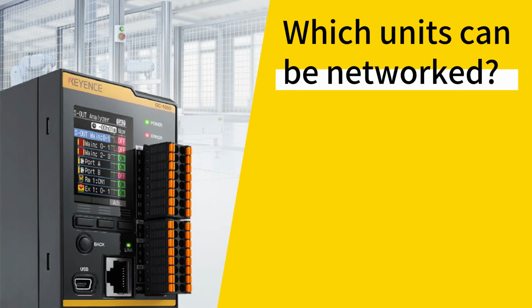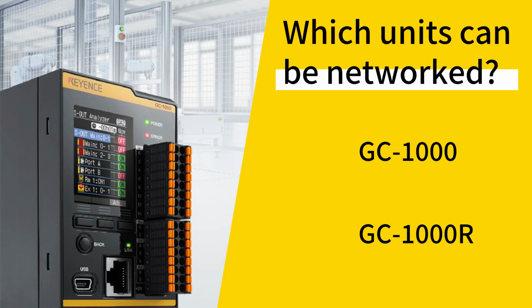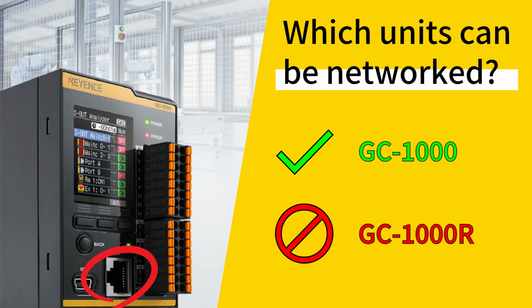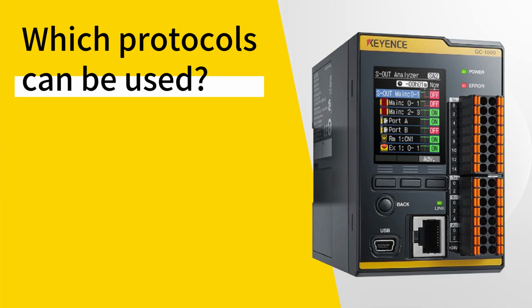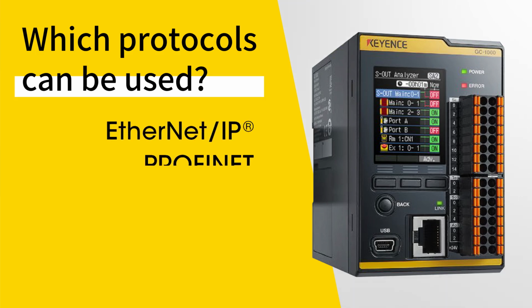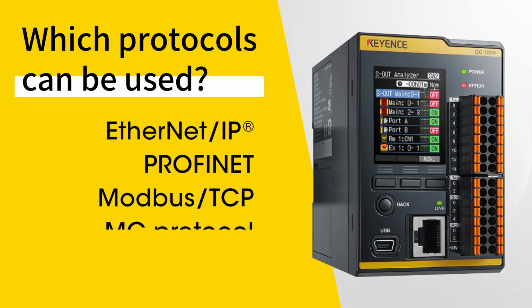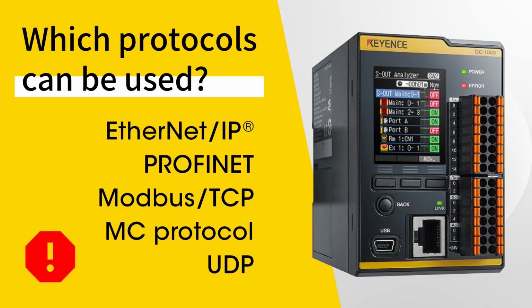The GC series has two main controllers, the GC1000 and the GC1000R. Since the GC1000 is the only model with an Ethernet port, the GC1000 is also the only model that can communicate using networking protocols. The networking protocols the GC series can use are Ethernet IP, Profinet, Modbus TCP, MC protocol, and UDP. Please note that none of these are safety-rated communication protocols, so the networking function should be reserved for status or auxiliary data only.